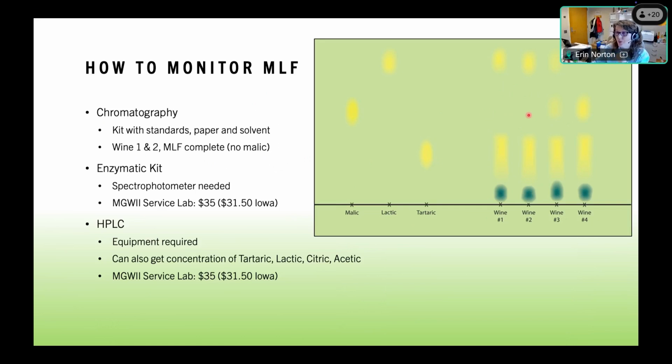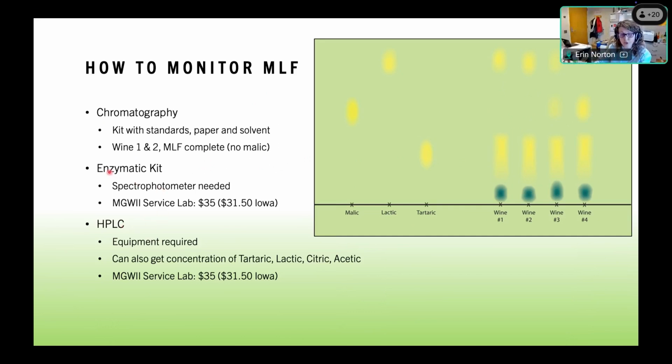And that's the same thing we use when we're doing either the enzymatic kit or HPLC. There needs to be 0 malic acid left. I mean, we have a threshold. I think it's 0.3 milligrams per liter, but you're starting at 5 grams per liter of malic acid. Okay, so it's a massive reduction in malic acid.